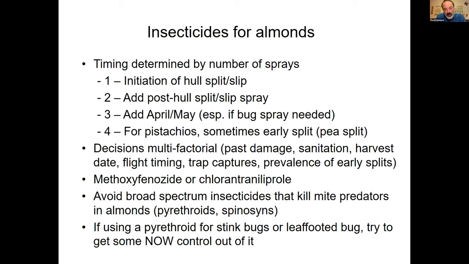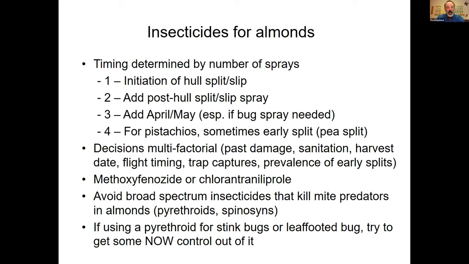I do in pistachios because the mite issue is not there. And then also watch out for spinosyns. Just so you know, Delegate does kill six-spotted thrips, and it's not very good on navel orangeworm, so I don't suggest it for that. Intrepid Edge includes Delegate. So I'd suggest in the almonds sticking with Intrepid, avoiding Intrepid Edge.